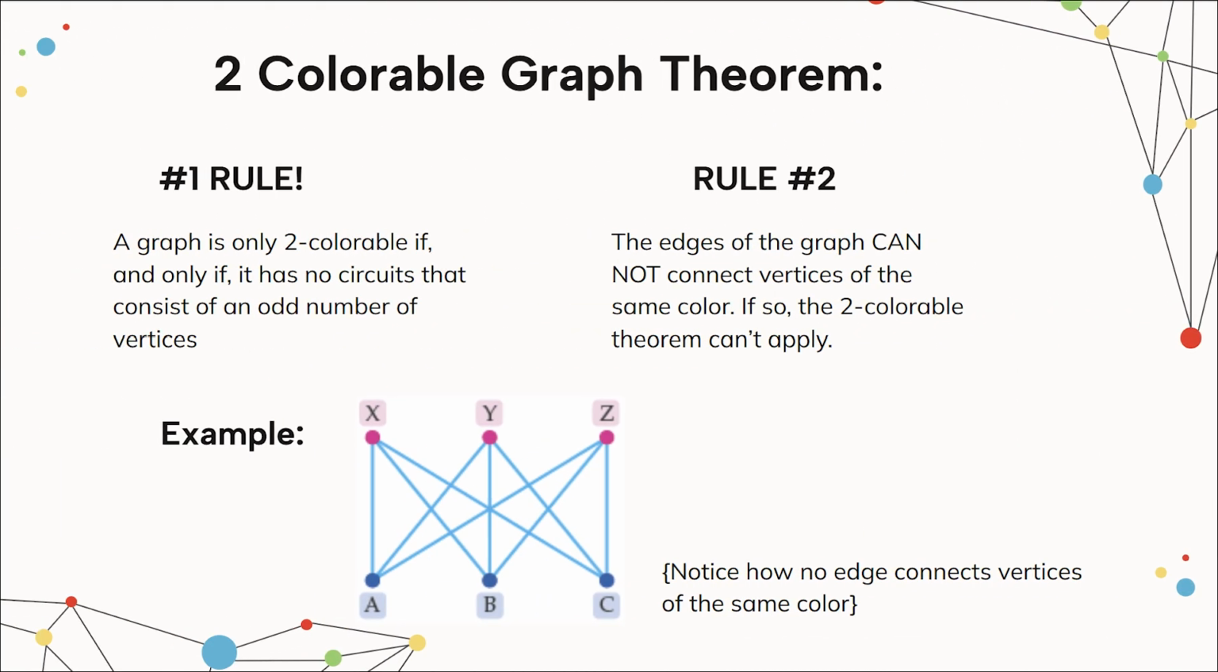Colorable graph theorem. A graph is considered two-colorable if and only if it has no cycle that consists of an odd number of vertices. Also, the graph cannot connect vertices of the same color. If so, the two-colorable theorem cannot be applied. For the example below, vertices A, B, and C are not connected to the same color, being blue, as X, Y, and Z, which are not connected to the same color, that being red. This shows that the two-colorable theorem can be applied for this graph.